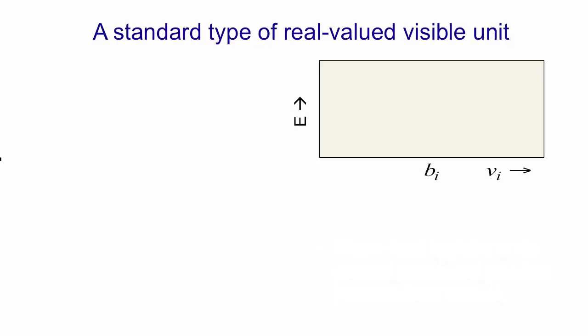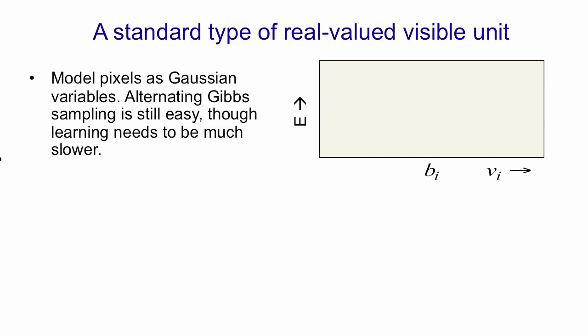The obvious thing to use is a linear unit with Gaussian noise. So we model pixels as Gaussian variables. We can still use alternating Gibbs sampling to run the Markov chain required for contrastive divergence learning, but we need to use a much smaller learning rate, otherwise it will tend to blow up. The equation looks like this.